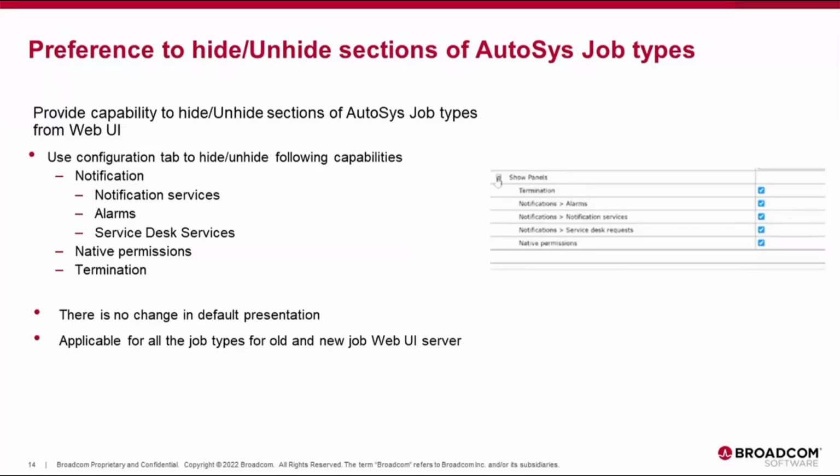In the UI, you'll see a new section under configuration, and there's a label there called Show Panels. Within this Show Panels section, you'll see a list of panel types that you can select via the checkbox, which ones you want to see or don't want to see. This is an option that pertains to all job types, and there's no change to the default behavior. And if I'm not mistaken, I think this is one of the things that Mike's going to maybe show a little bit more about in his demo.